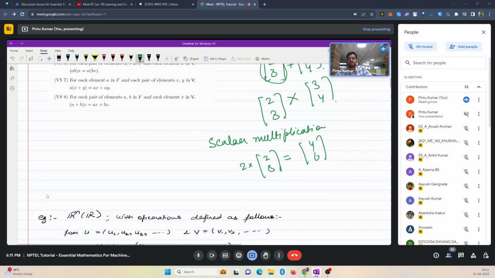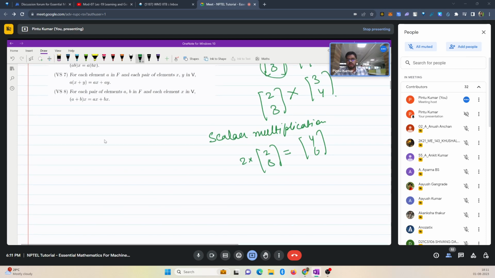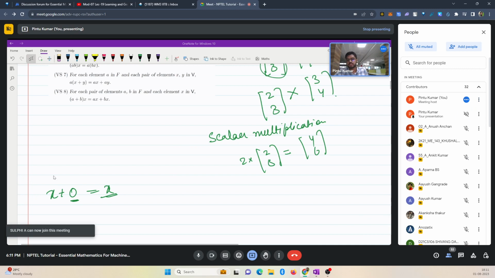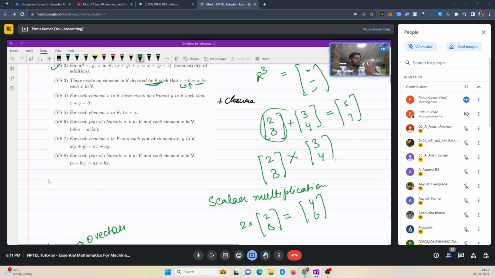So what is a zero element? I'm not sure how many of you are from a math background, but if you add a zero element to any element, you obtain the same element. And this is true for all x. Irrespective of the x that you choose, if this property is satisfied, then this is called a zero vector. So in a vector space, you must have a zero vector.